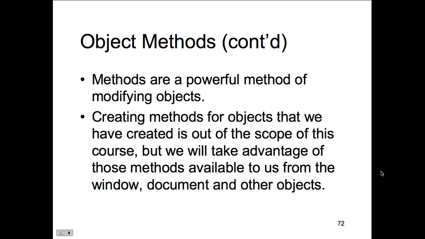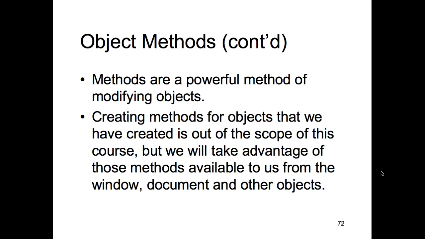Hello world. Methods are powerful. They modify the objects. Creating methods for objects is out of the scope of the course, so we're not going to create methods for objects. If you wanted to take a full object-oriented programming class in JavaScript, you could write your own methods. You don't have to write methods or create objects in this class. What we're going to do is use the built-in ones of document, the built-in ones of integers and floats, and all the other types of objects that might exist, because objects are everything.